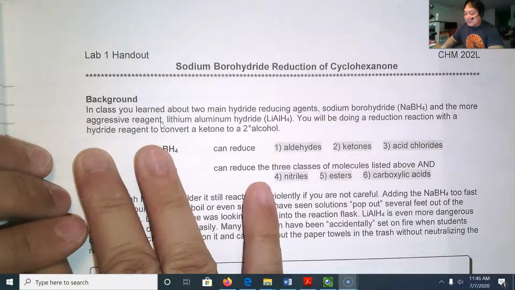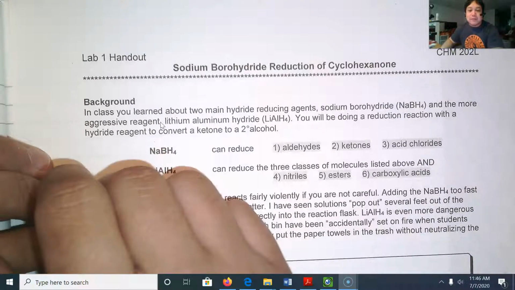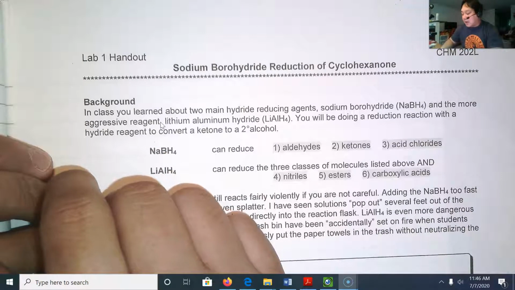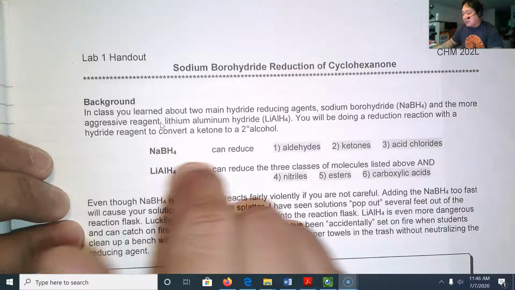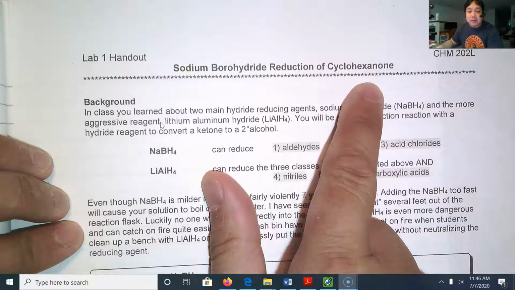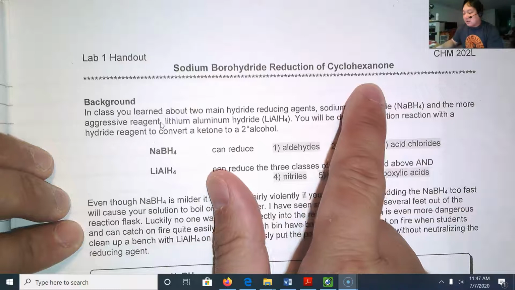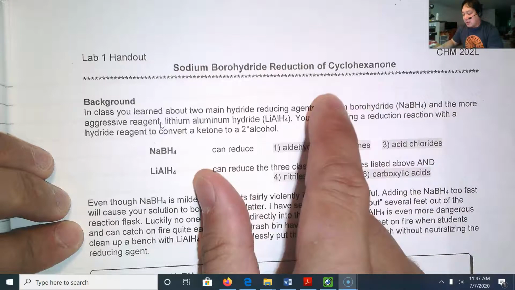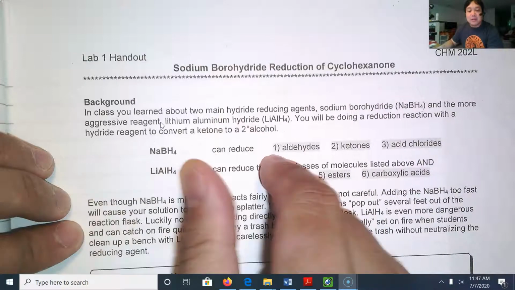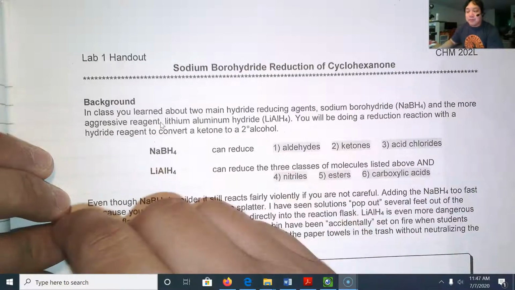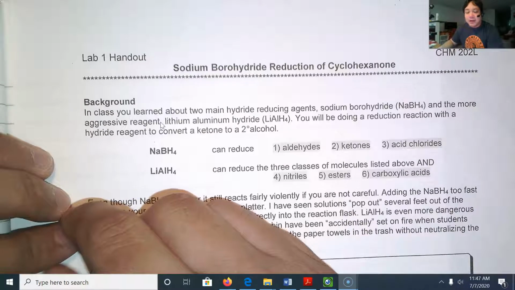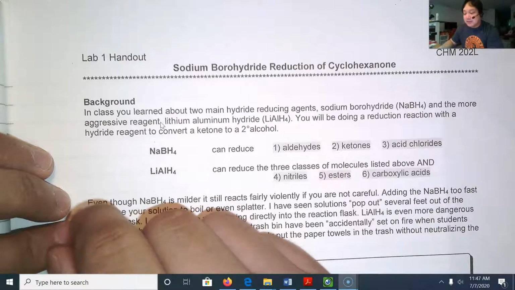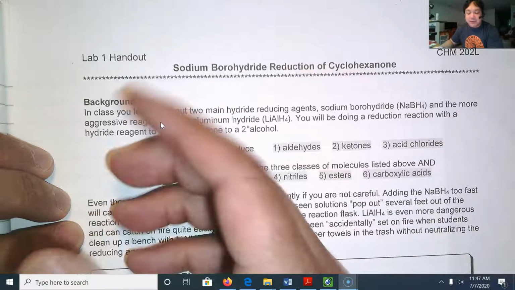Okay, this is the first lab for Organic Chemistry 2, and here we are reducing cyclohexanone into the alcohol cyclohexanol. In this video, we are going to go through the pre-lab lecture. This is what I would do if we were meeting face-to-face before anybody starts the experiment. That's called the pre-lab lecture.